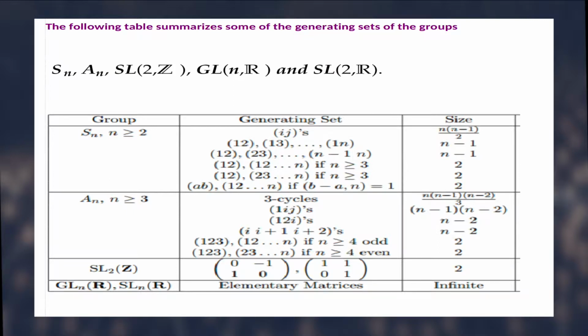Now take the group SL2 of the integers. The generating set is the 2 by 2 matrix (0, -1; 1, 0) and the 2 by 2 matrix (1, 1; 0, 1). Then the size is 2. For GLn of the real numbers and SLn of the real numbers, the generating set is the elementary matrices, and the size is infinite.